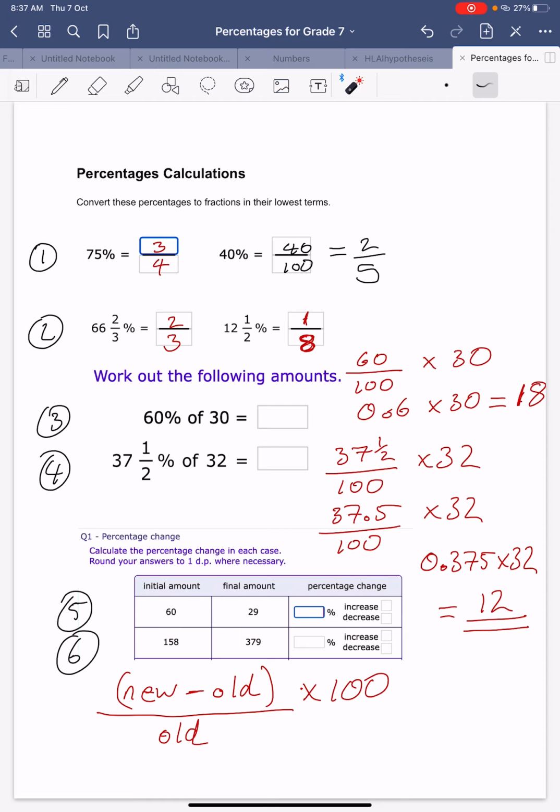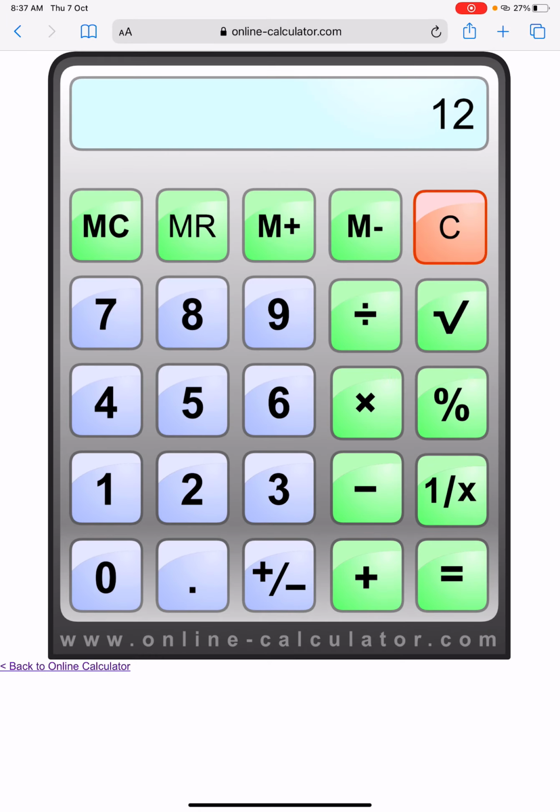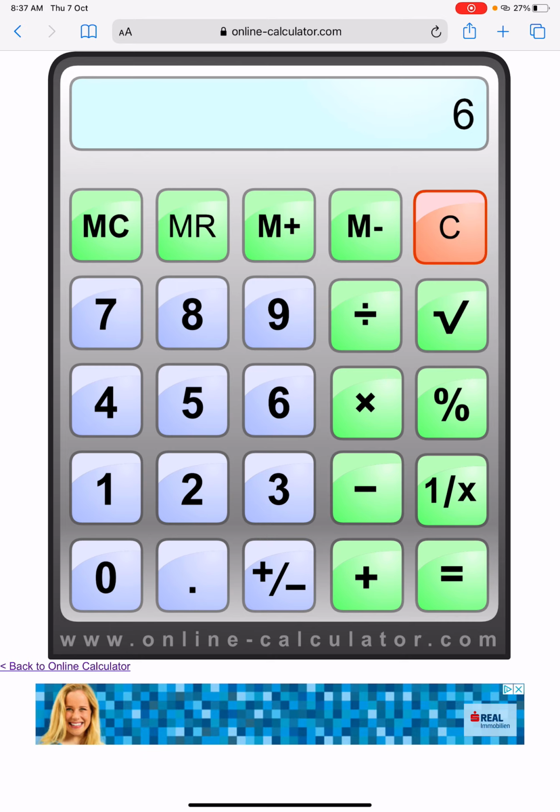So the new amount is the final amount. So this is 29, subtract 60. Then we divide it by the old. Then we times by 100. Let's see what that gives us. So 29 minus 60 equals negative 31. So we've had a decrease.